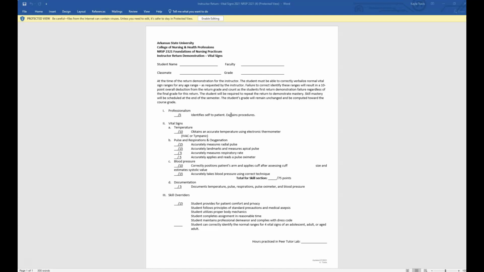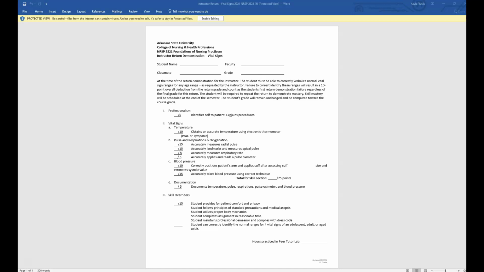With blood pressure, you do have to measure the cuff size to your patient's arm, so the bladder width has to be 40 to 60% of the patient's arm, and you have to estimate your systolic value. Wait 1 to 2 minutes before you accurately take the blood pressure. Remember that you want to control your dial. Don't release your air too quickly or too slowly. Both of these things can lead to an inadequate and inaccurate blood pressure.